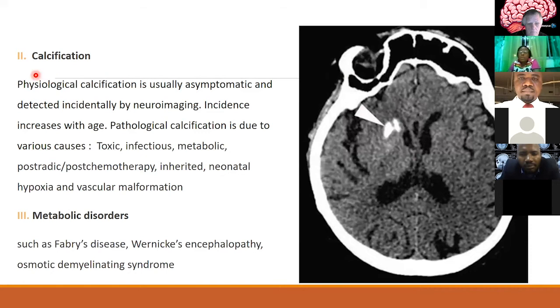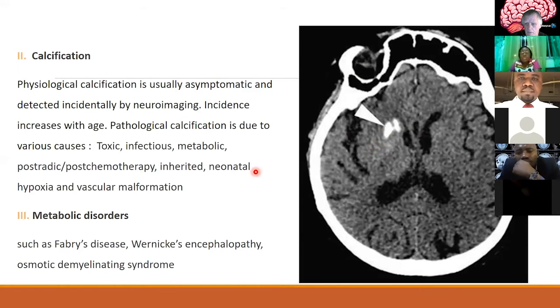The thalamus can also be affected by calcification. These calcifications could be physiological or pathological. Physiological calcifications are usually asymptomatic and are detected incidentally by neuroimaging. This calcification increases with age, but it is mostly found in the basal ganglia rather than in the thalamus.